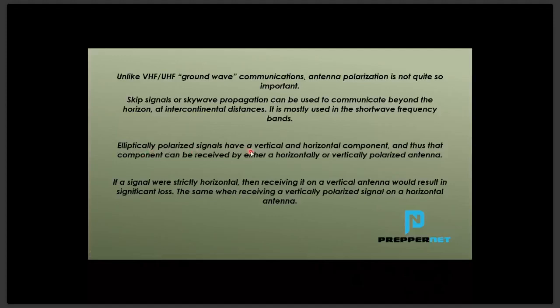Elliptically polarized signals have a vertical and horizontal component, and the receiving antenna needs to be the same polarized type of antenna. If it isn't, the signal can come in weak.